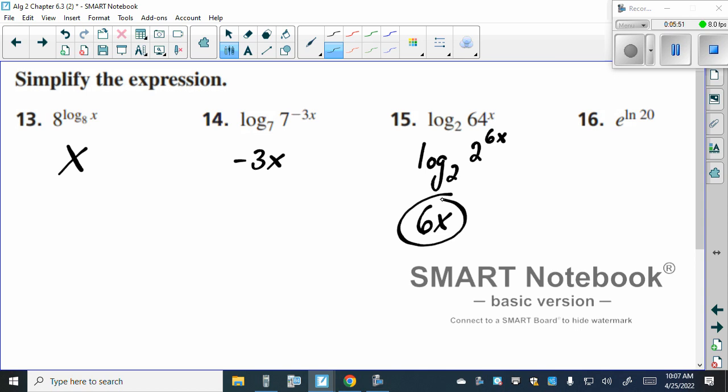And last but not least for this set, we have e to the ln of 20. What do y'all think this would simplify to? What is the base for natural logs? E. So what we're saying is that I have e to the ln of 20. Well, it would be 20, yes. It's just like with 10 and log base 10, 10 to the log base 10 simplifies out. Here, e to the natural log would simplify out.